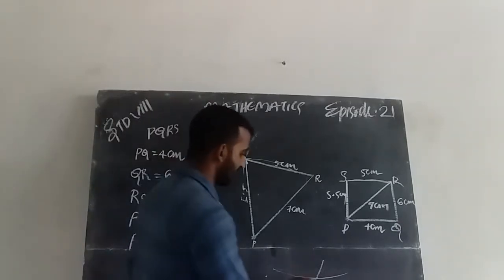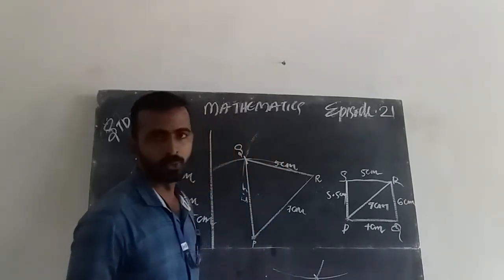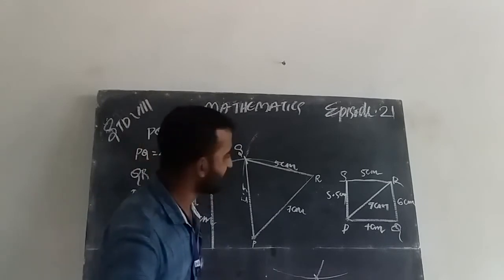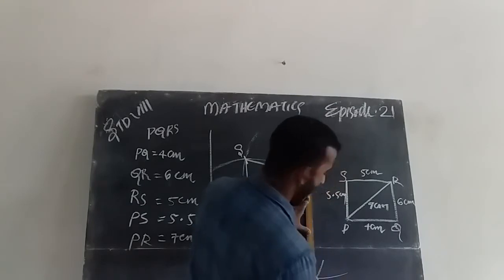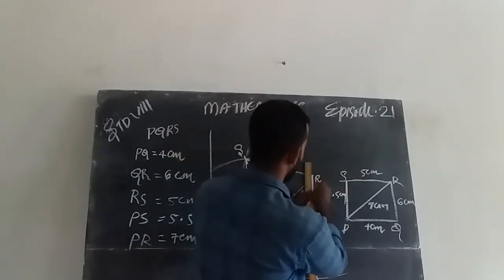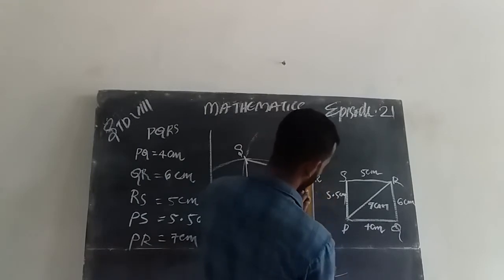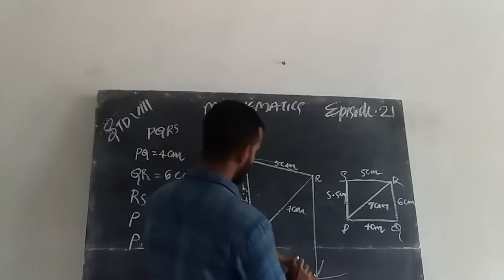Here is the point Q. I take the scale and join R and Q, and also join P and Q.